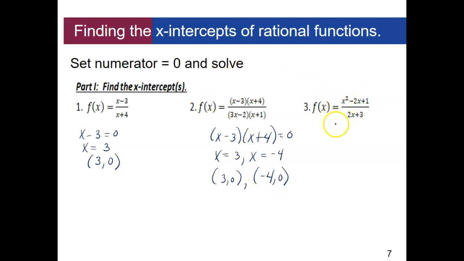This one is not factored, so I would need to factor it. So that would be x minus 1 times x minus 1. Because they're the same, I'll just set that equal.